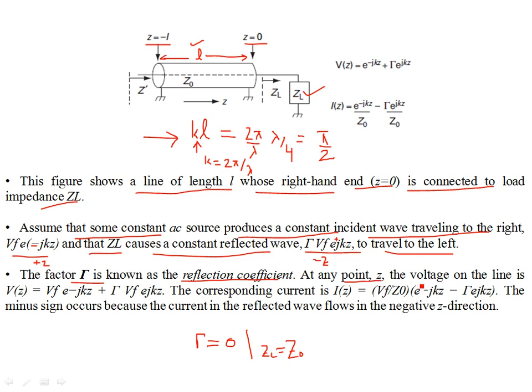At any point z, the voltage on the line is the superposition of the two waves traveling in opposite directions. If gamma is 0, there is no reflection, but if ZL is different from Z0, then you add these two voltages traveling in opposite directions, forming a standing wave. The corresponding current is again VF by Z0 with the same expression of the opposite traveling waves. The minus sign occurs because the current in the reflected waveform is in the negative z direction.